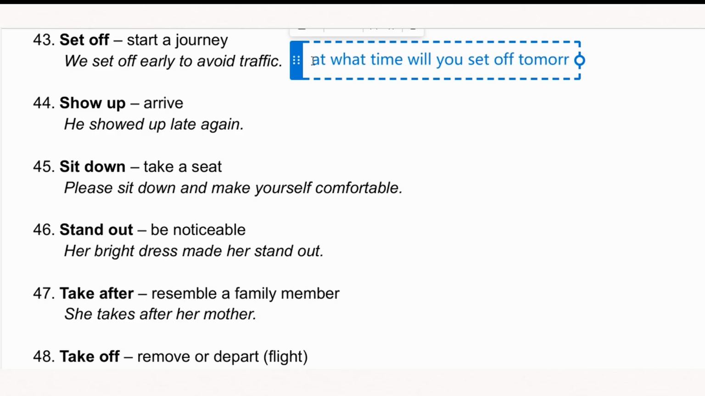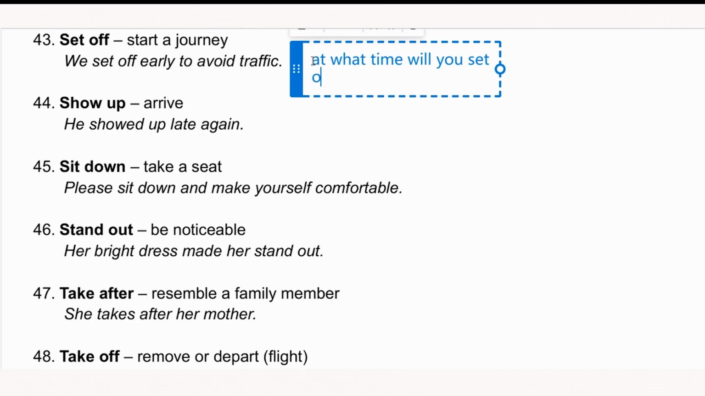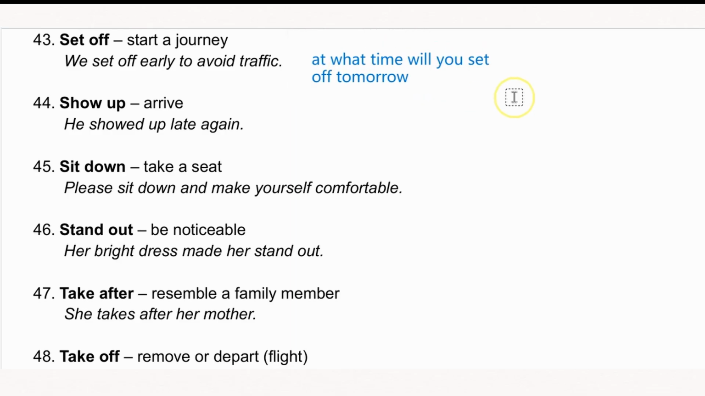tomorrow? At what time will you set off tomorrow? It means at what time will you start the journey tomorrow? At what time will you leave tomorrow?